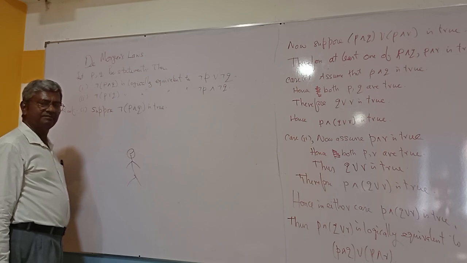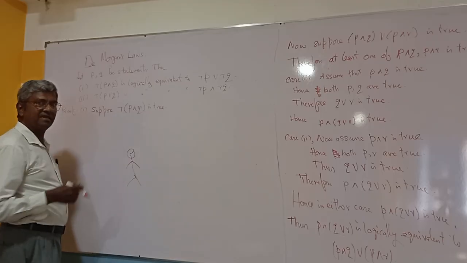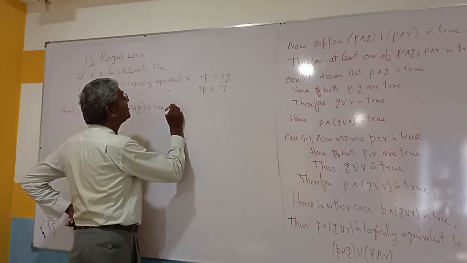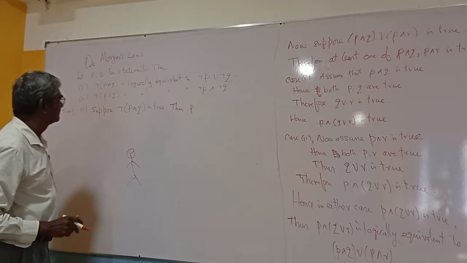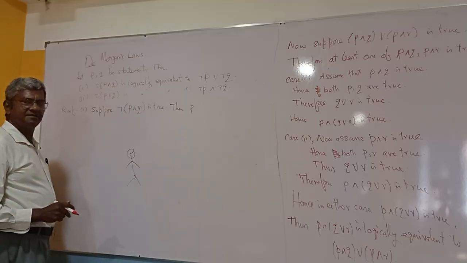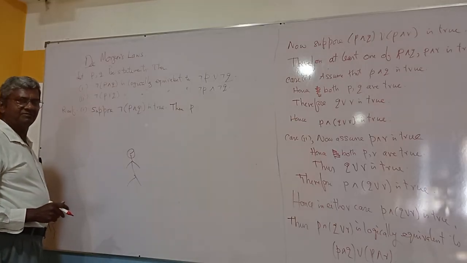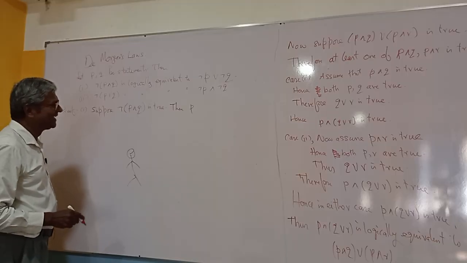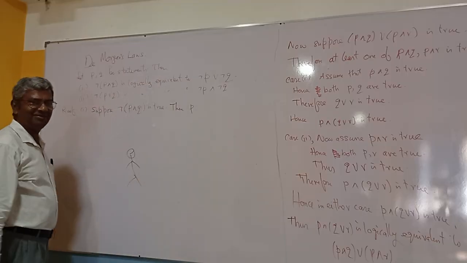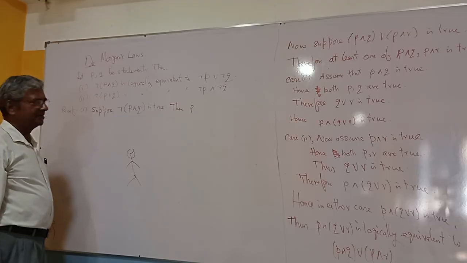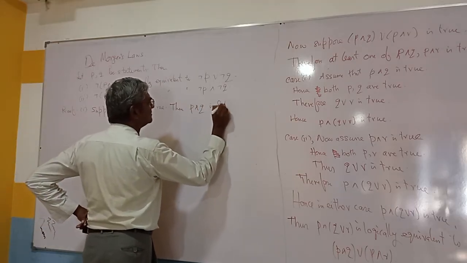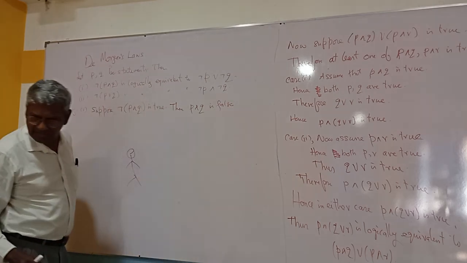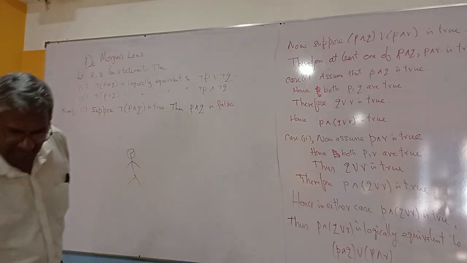Then P and Q is false. Sir, isn't that the same thing? Yes. I mean, we don't have to say that. You don't have to say this also. Then P and Q is false. You know now, P and Q is false.